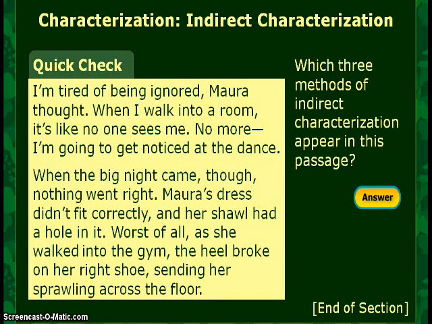Which 3 methods of indirect characterization appear in this passage?